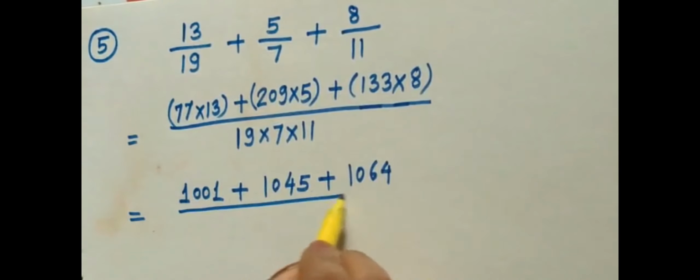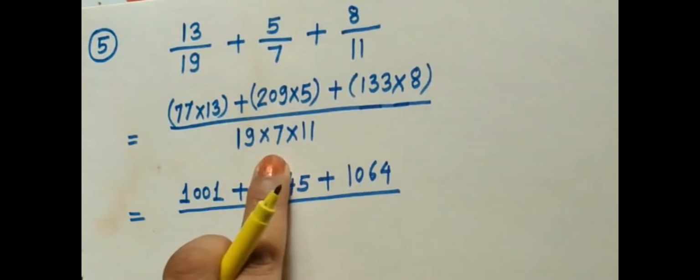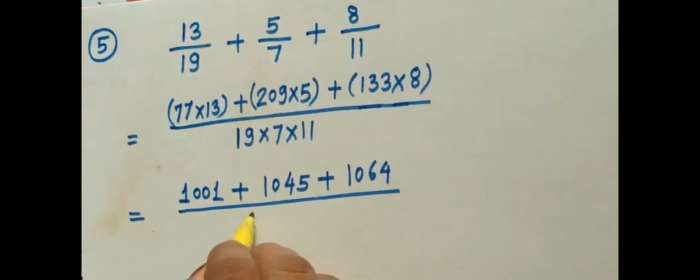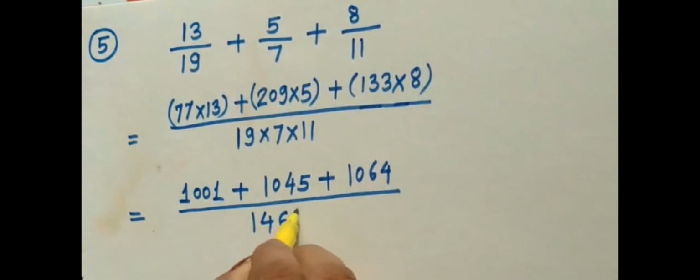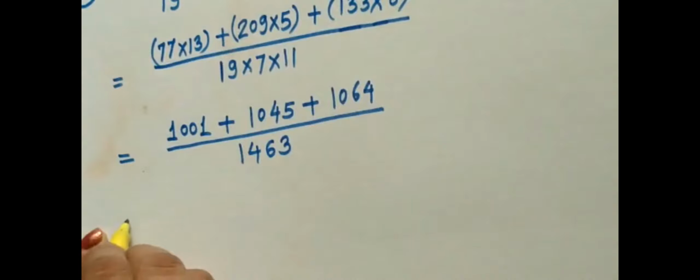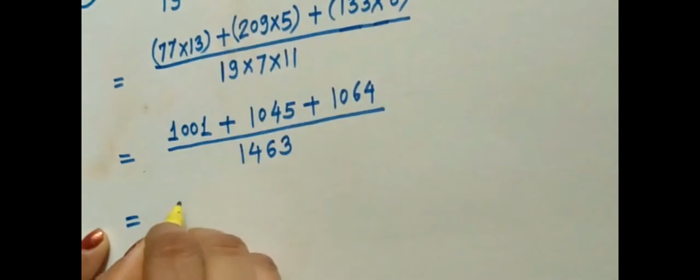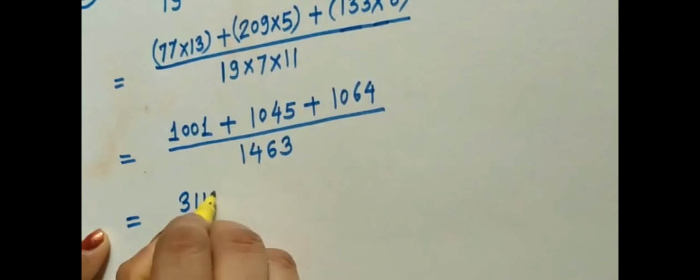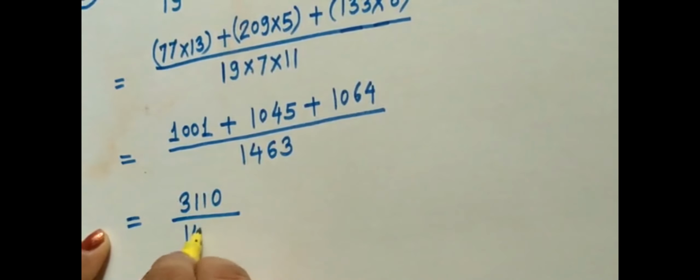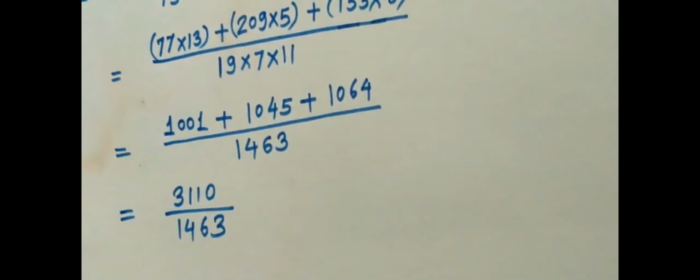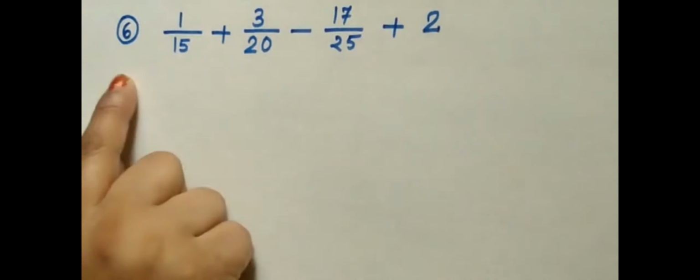Now for the denominator we need to multiply these three terms, that is 19 multiplied by 7 multiplied by 11, that is 1463. So when we add all these three terms of the numerator, we get 3110 and the denominator is 1463. So this is the answer of our fifth example where all three denominators are different.